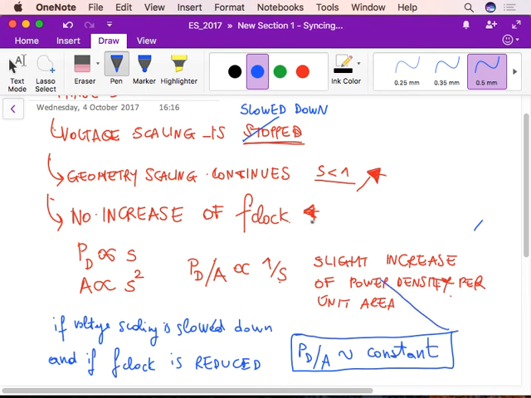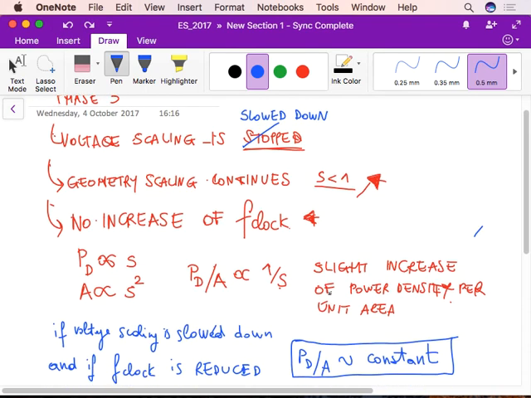And this is actually what happened from the historical point of view. First, people started to stop voltage scaling and to stop the F clock, but it was not enough. They could do it just for a couple of years. Then they started to decrease the clock frequency and to decrease very, very slowly the supply voltage in order to reduce this number and to keep it constant. And this is what happened.